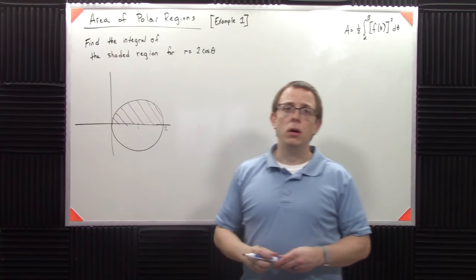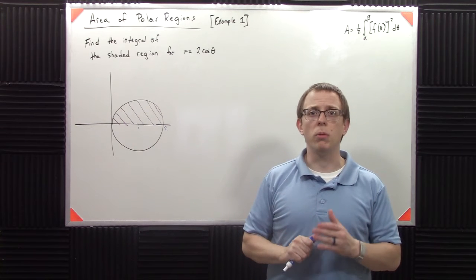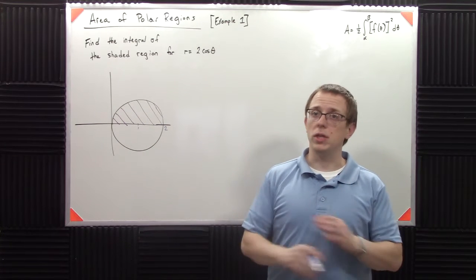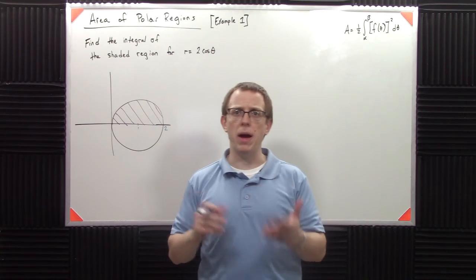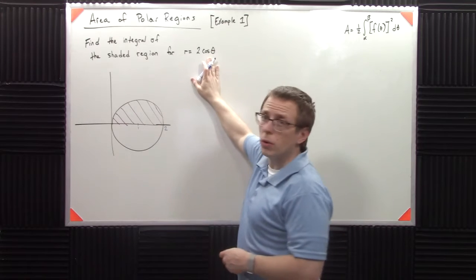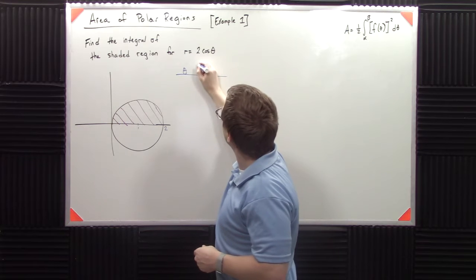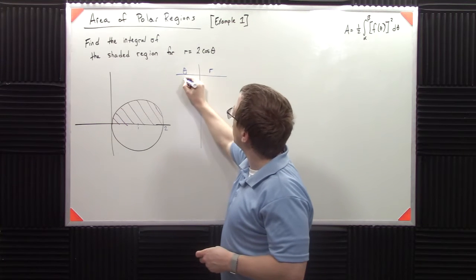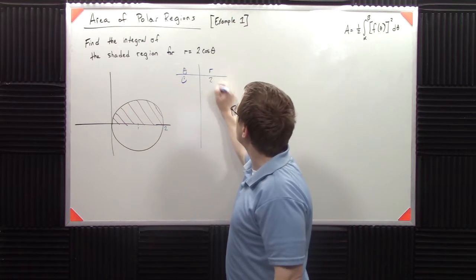Now the key here, just like in any kind of area of a shaded region problem, is that you have to find the bounds. That's always one of the most difficult things. So we have to ask ourselves, what are the bounds of this? Maybe it's easier to make a chart. When theta is 0, cosine of 0 is 1, so r is 2.